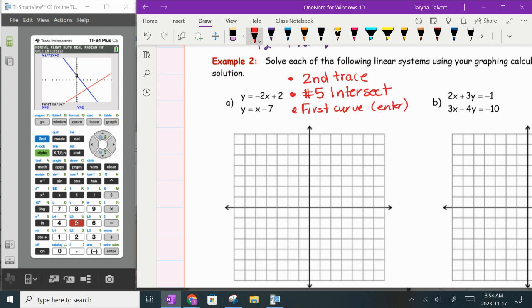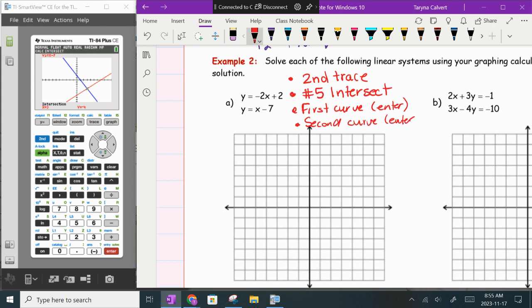Now this is where the regular graphing calculators, right? So just hit enter. It should say, I want to hit it again. So hit enter. It should say second curve. Now this is where the ones that are using the app, you got to just give me a second.